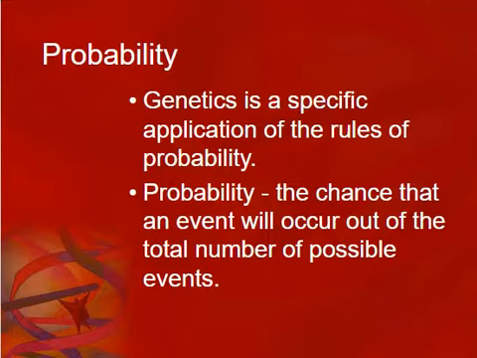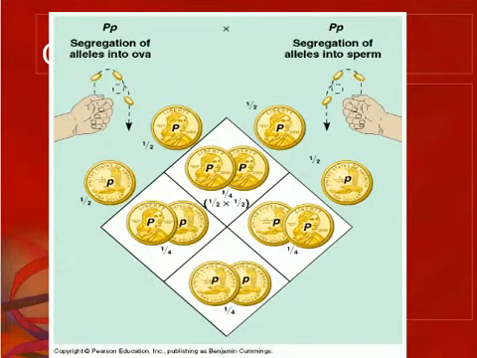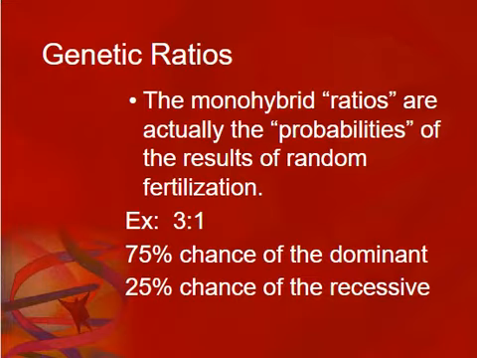So genetics, like it says here, is just an extension, a specific application of the rules of probability. If you haven't gotten to probability in math yet, it's essentially your likelihood of having a possible event. So you know that the coin flip is 50-50. That's how this is trying to demonstrate it. What are your chances of having each individual gamete, and what are your chances of having each individual zygote or offspring?